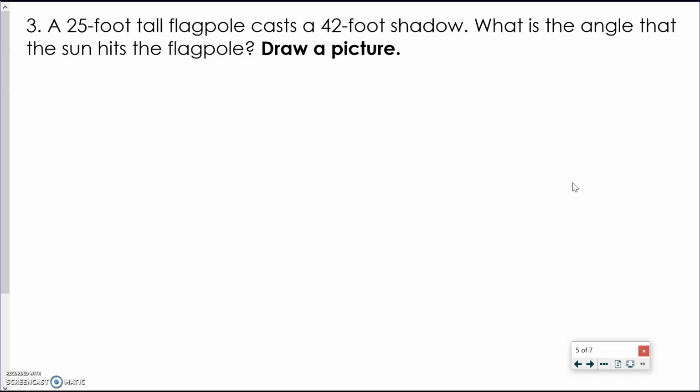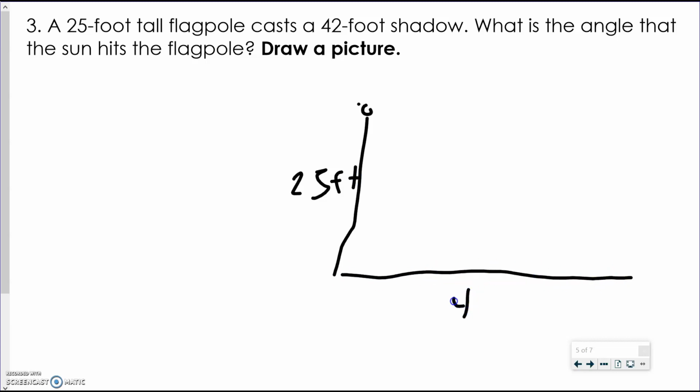So again, let's draw ourselves a picture. I'm going to put it right about here. So we have a flagpole, 25 feet right there, and then it casts a shadow that is 42 feet right here. And I'm just going to draw in the angle. Let's pretend that this dotted line is the angle that the sun hits, basically the line of light emanating from the sun. All right, so what is the angle that the sun hits the flagpole at?